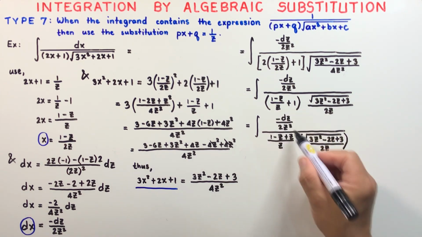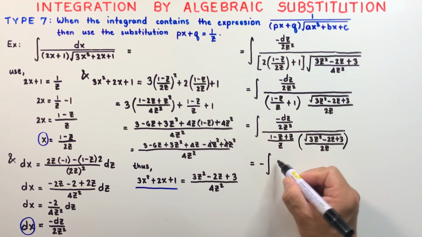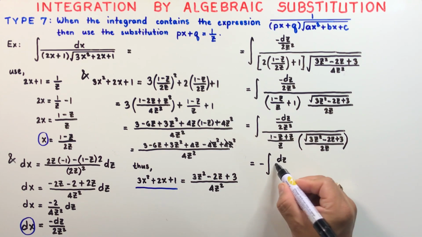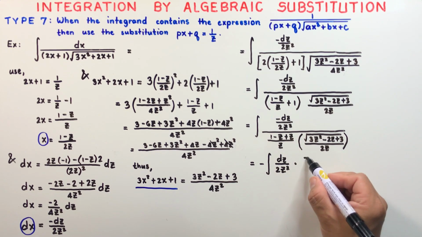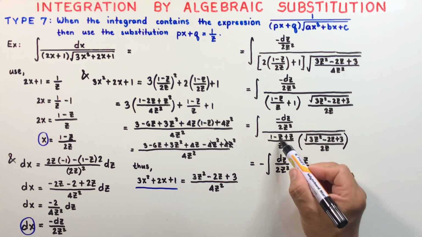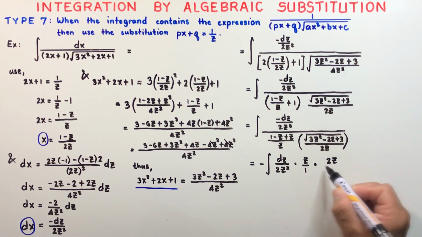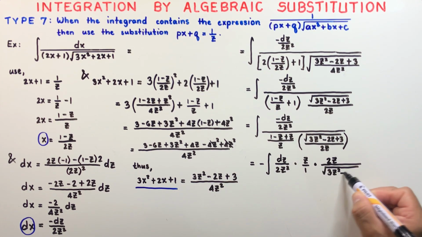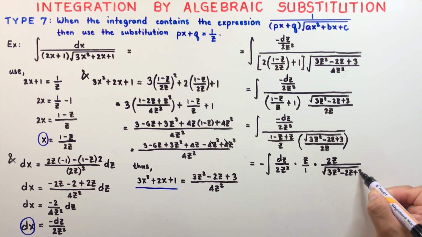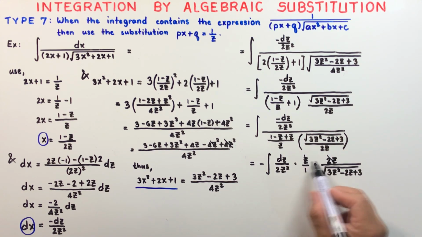Now, multiplying our numerator by the reciprocal of this denominator, we have the negative of the integral of dz over 2z squared times the reciprocal of this, which is z over 1, because this negative z and z cancel each other, times also 2z over the square root of 3z squared minus 2z plus 3. And we know that this z and 2z, when multiplied, cancel to this 2z squared in the denominator.